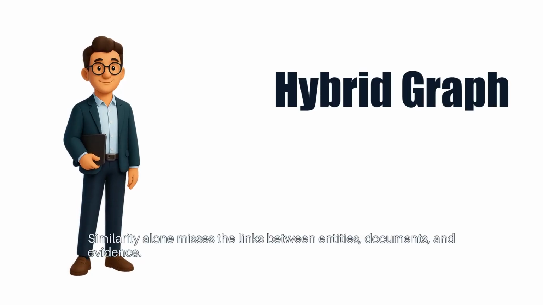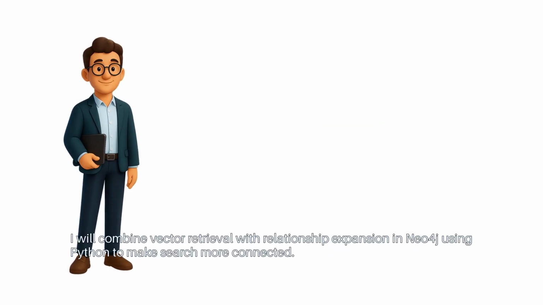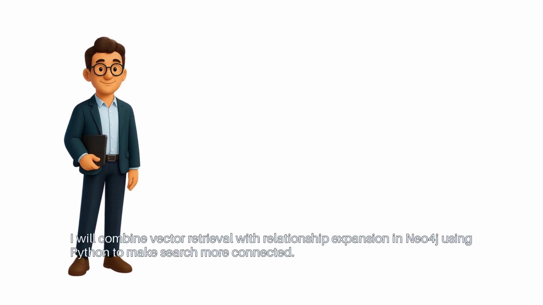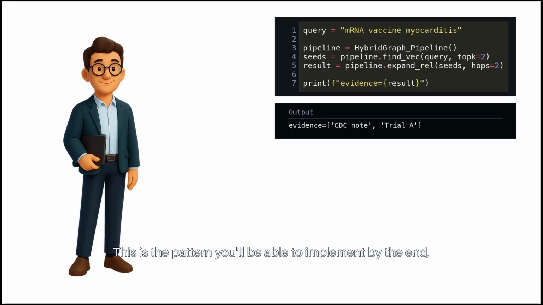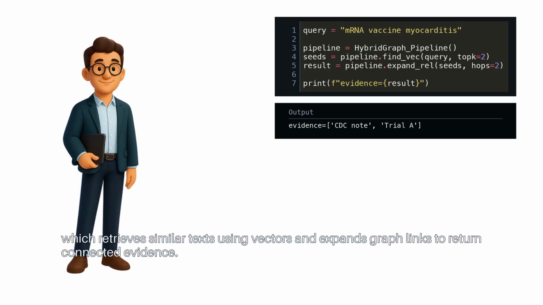Similarity alone misses the links between entities, documents, and evidence. I will combine vector retrieval with relationship expansion in Neo4j using Python to make search more connected. This is the pattern you'll be able to implement by the end, which retrieves similar texts using vectors and expands graph links to return connected evidence.